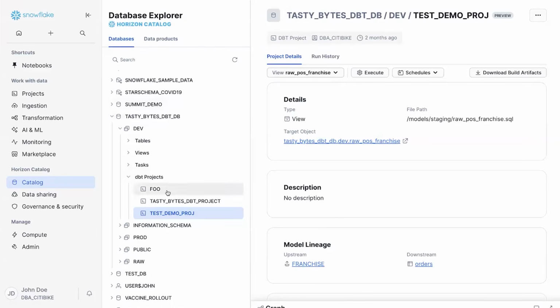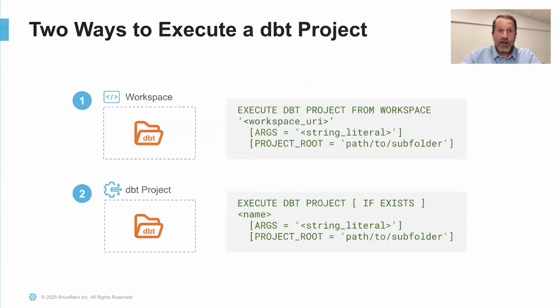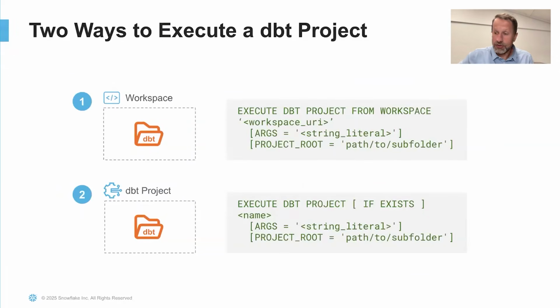Let's go back to the slides here for a second. Now, when you execute a DBT project, there's one SQL command you run, a DML command, EXECUTE DBT PROJECT. But there's two flavors to it. So you can execute a DBT project from a workspace, and you can see that first, the top syntax, or you can execute a DBT project object that exists. And either way, it's basically pointing to a collection of files. When you run it with the args attribute, you can pass whatever command line arguments you want to DBT core.